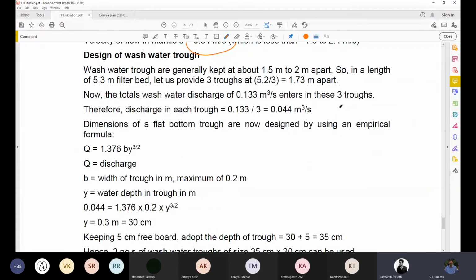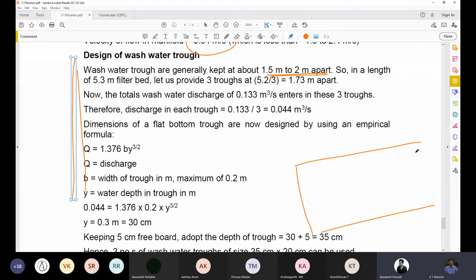Yeah. Now the last part is about how to design the wash water trough. Okay, so wash water troughs are generally kept about 1.5 meter to 2 meter apart. So in a length of 5.3 meter bed, let us provide 3 troughs. Okay, so now I am planning wash water troughs in the lengthwise direction, something like this. What we have seen in the PPT.